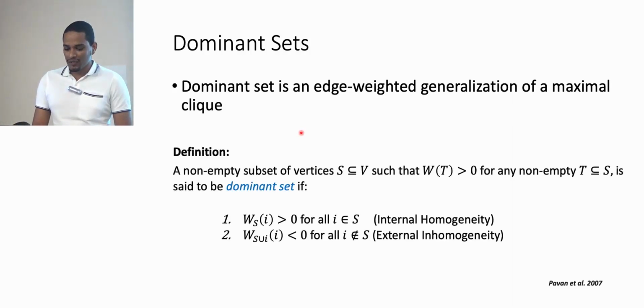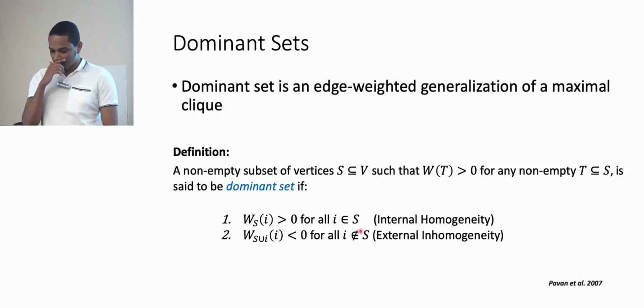Okay, so the formal definition of a dominant set is as follows. A set S, which is a subset of a bigger vertex set in a bigger graph, is said to be a dominant set if it satisfies these 2 criteria. The first one is that all the nodes in this set S should have a positive weight. The other one is that all other nodes which are outside of the set S should have a negative weight, which is less than 0. These 2 criteria are also referred to as internal homogeneity and external inhomogeneity.